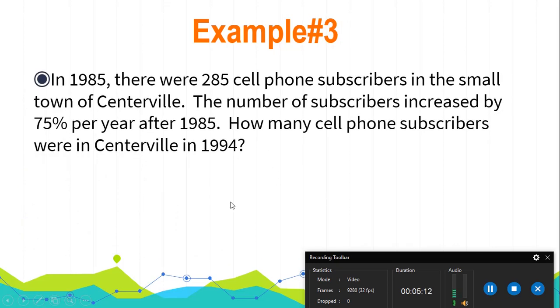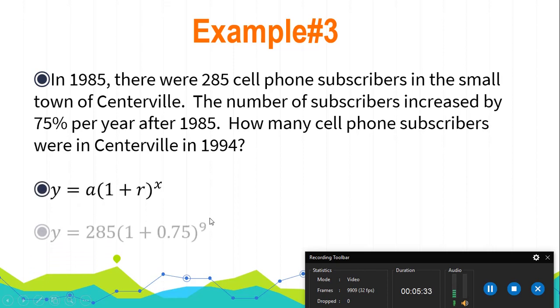In example 3, it says in 1985, there were 285 cell phone subscribers in the small town of Centerville. The number of subscribers increased by 75% per year after 1985. How many cell phone subscribers were in Centerville in 1994? So again, we're modeling growth.